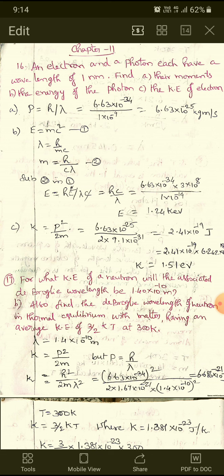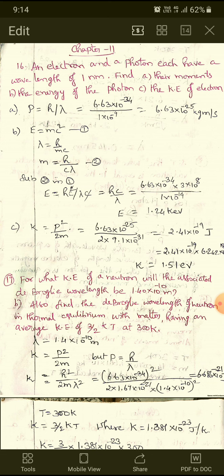And what does the C question ask? The kinetic energy of the electron. Kinetic energy is equal to p squared divided by 2m. Substituting the value of p and m, you will get the answer as 2.41 into 10 to the power of minus 19 joules. And these joules are to be converted into electron volts, so multiply it by 6.242 into 10 to the power of 18, and you will get the answer as 1.51 electron volt. Kinetic energy will be 1.51 electron volt. This is about the 16th problem. Then we can go for the 17th problem.